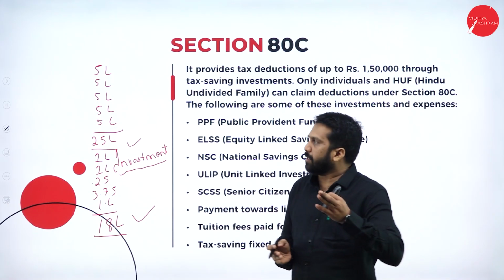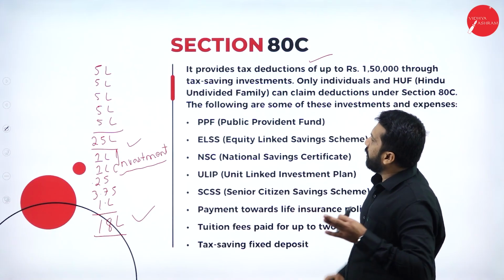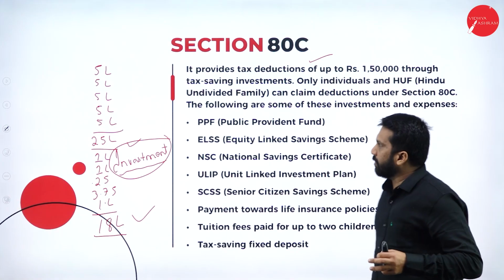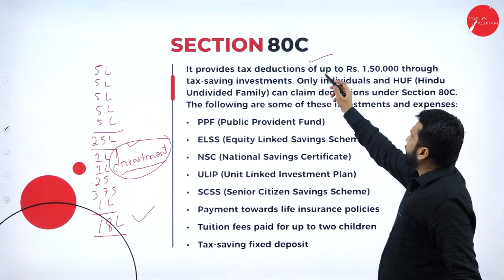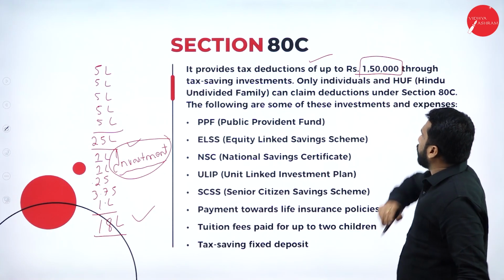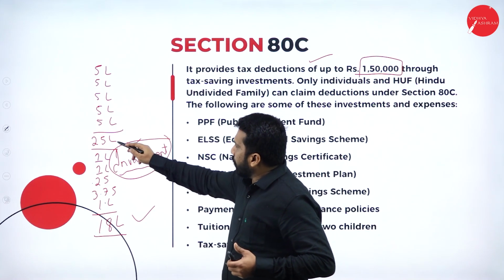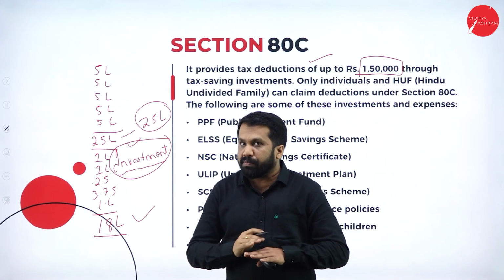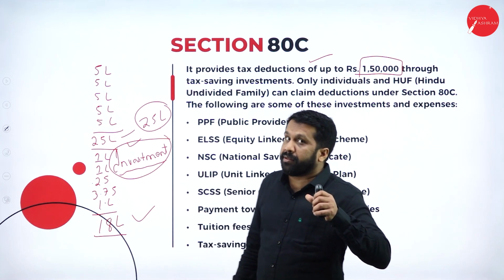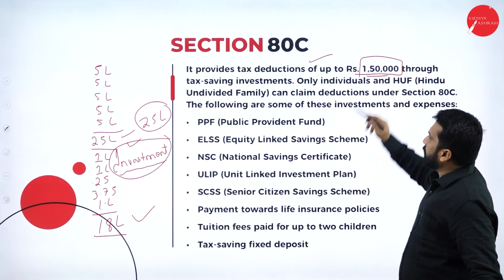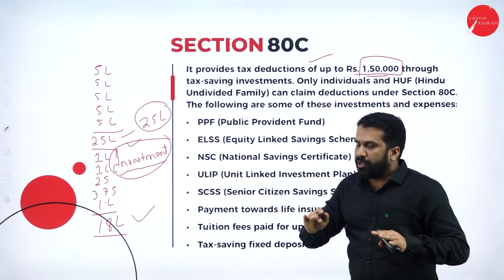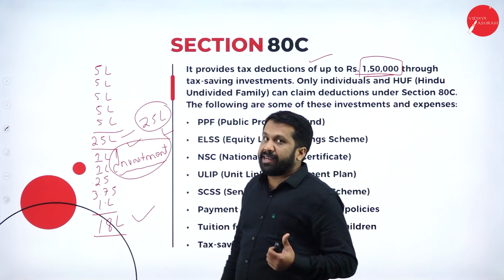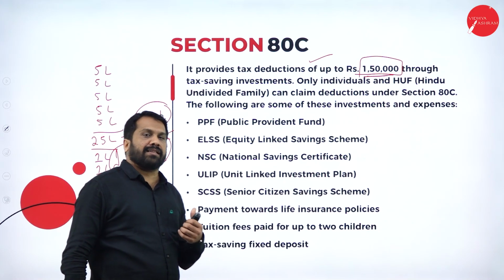Now I'll come back to the concept called 80C. 80C talks about investment. Under investment, it provides tax deduction of up to rupees 1,50,000. Remember, you cannot invest 25 lakh in LIC and claim 25 lakh as deduction. It is not possible. Why? Because the maximum limit is 1,50,000. You can invest 25 lakh, no issue, but out of 25 lakh, you can claim only 1,50,000. There is a maximum limit. You can claim it as deduction.